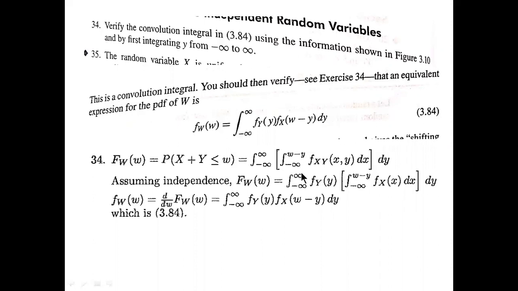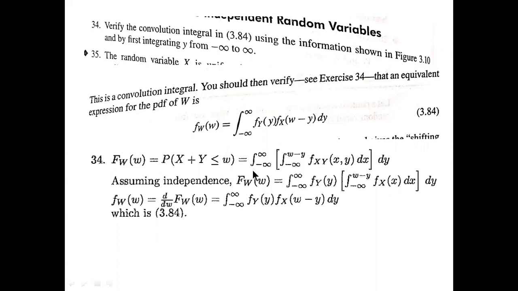Now this quantity is minus infinity to w minus y of f_XY(x,y) dx dy. And because x and y are independent variables, we can separate this out as fx of x and fy of y. And once we separate, we can apply the change of variables, and take the fy of y over here, because it is not dependent upon x, and this quantity we can just write as minus infinity to w minus y of fx(x) dx, and this will be dy.